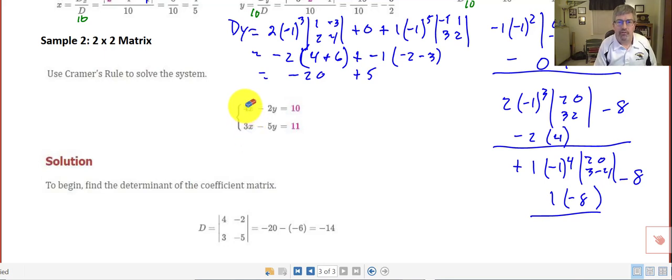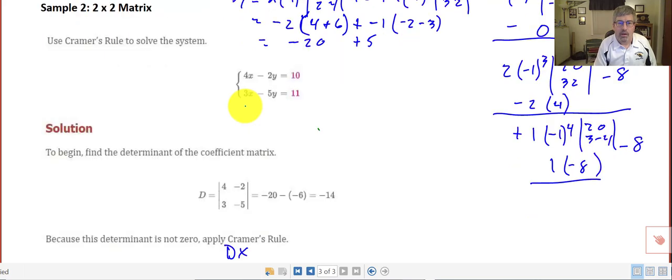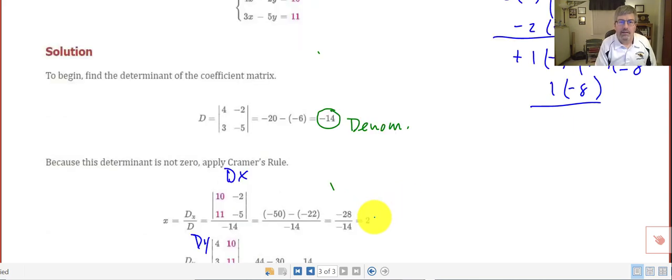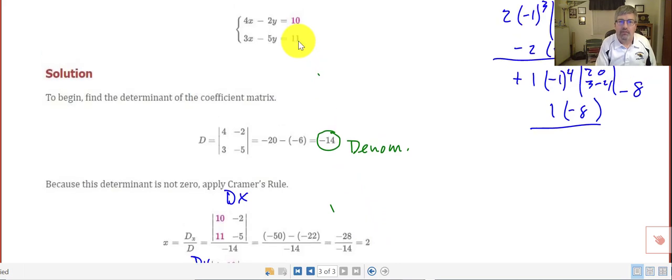My coefficient matrix is 4, negative 2, 3, negative 5. Calculating the determinant of our coefficient matrix is negative 14. That is going to be our denominator in Cramer's rule. D sub x, we replace our x values with our constants. So here we have it, 10, negative 2, 11, negative 5. It's a 2 by 2 matrix.